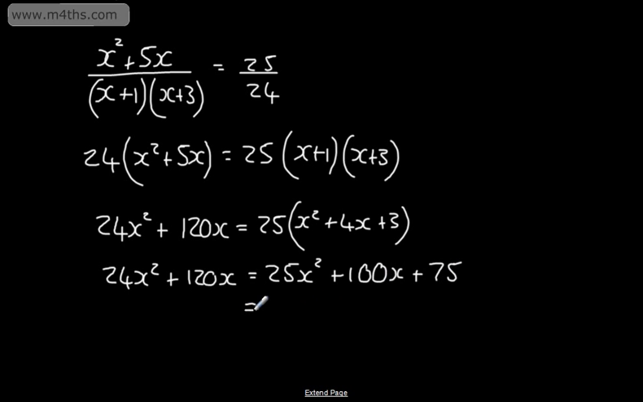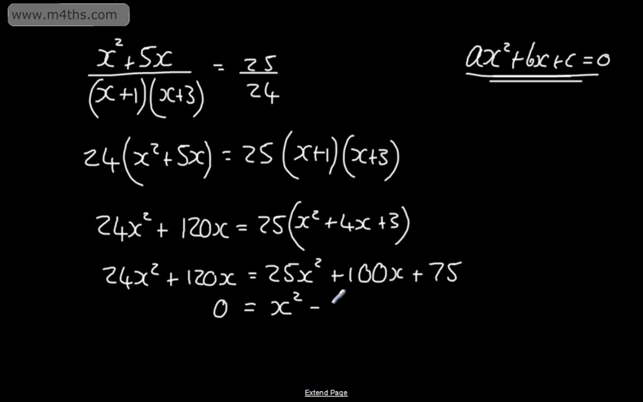So if we now set the left hand side equal to 0, we always want a quadratic of this form now, in the form ax squared plus bx plus c is equal to 0. Once we have that, we can look at a method, whether that's factoring, completing the square, or using the equation. Okay, so subtracting the 24x squared off both sides, that's nice, that leaves me x squared. Subtracting 120x, that's going to leave me now on there, we're going to have minus 20x plus 75.